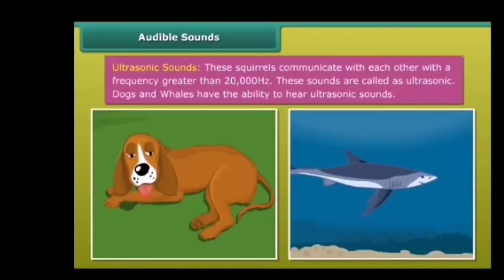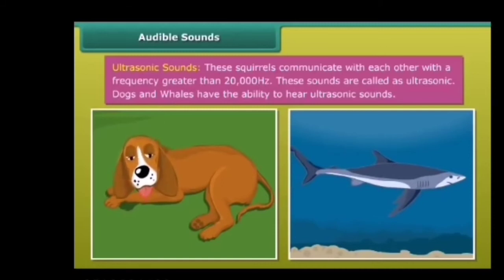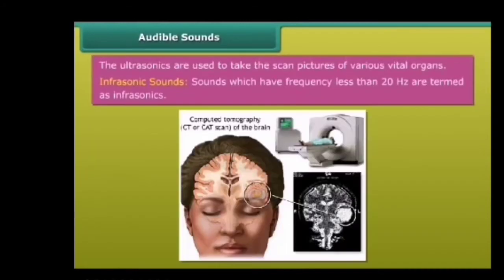Ultrasonic sounds. Animals like squirrels communicate with each other with a frequency greater than 20,000 Hz. These sounds are called ultrasonic sounds. Dogs and whales also have the ability to hear ultrasonic sounds. Ultrasonics are used to take scan pictures of various vital organs.